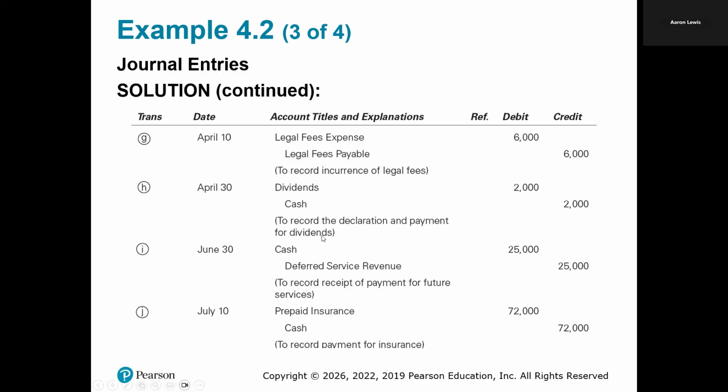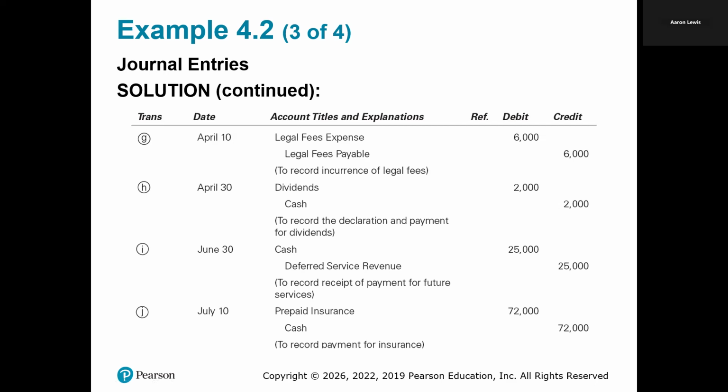When you withdraw funds from the business to pay out to your shareholders, your owners, you are going to have to decrease your cash because cash is going to go down. You're taking it out of the business and giving it to your shareholders. And we know that cash goes down with a credit, so cash has to be the credit of that entry.